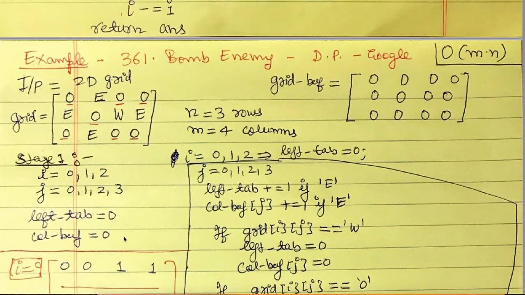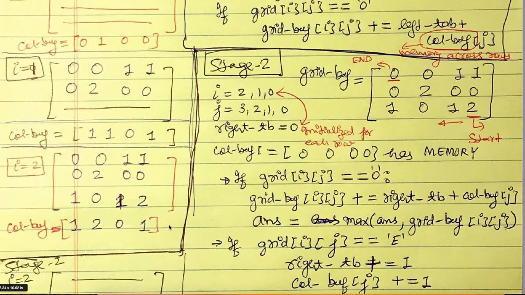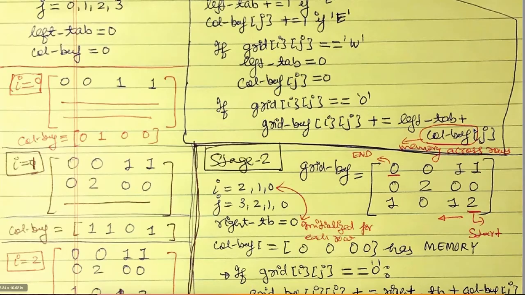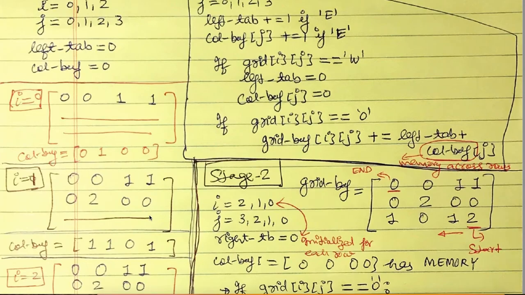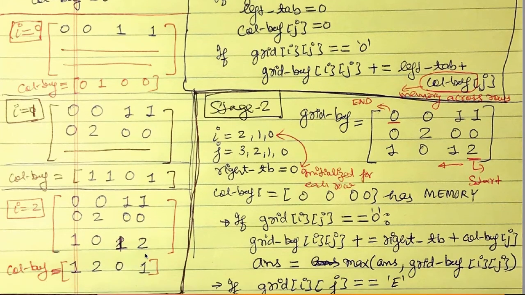And for the last element, which is 0, we will not add anything to column buffer, so column buffer will be copied as it is, but the column buffer present value is 1, and the grid buffer value was 0, so 0 plus left tab, which is 1, plus column buffer, which was 1 from the previous iteration, so it becomes 1 plus 1, which is 2, because there was no value here initially, it was 0. So left tab and column buffer both are 1 for this element, and it becomes 2.